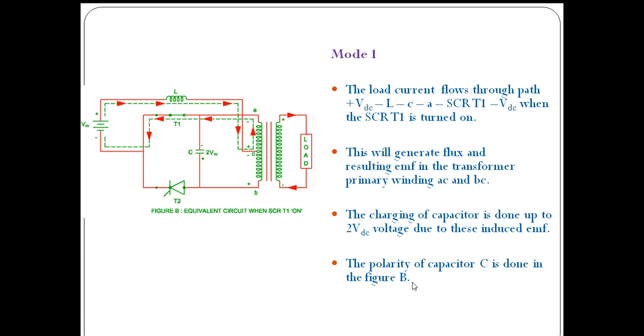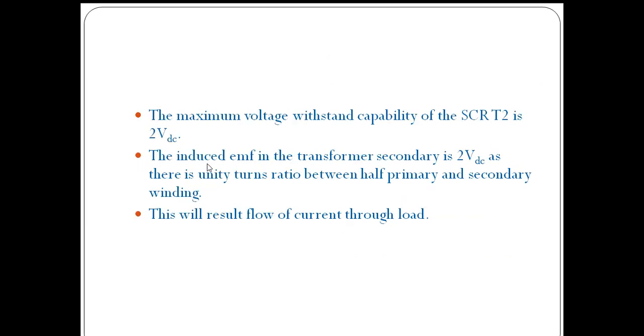The polarity of the capacitor is shown in this figure. With this polarity, the capacitor charges in mode 1. The maximum voltage withstanding capability required of SCR T2 is 2 VDC. So we have to choose SCR T2 such that its withstanding capability is up to 2 VDC.